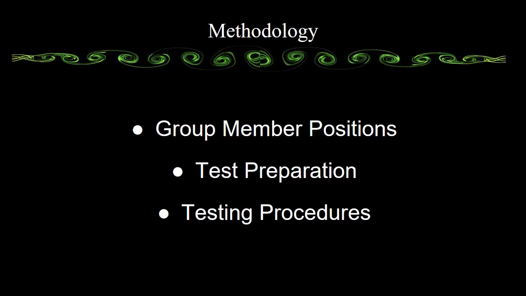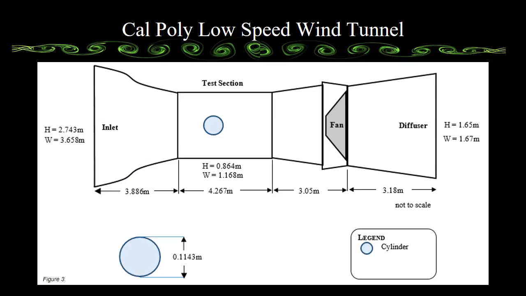Methodology. Three main sections make up the methodology: group member positions, test preparation, and testing procedures. Here we have a diagram of the Cal Poly low-speed wind tunnel, which shows every main dimension and every section labeled by its name.